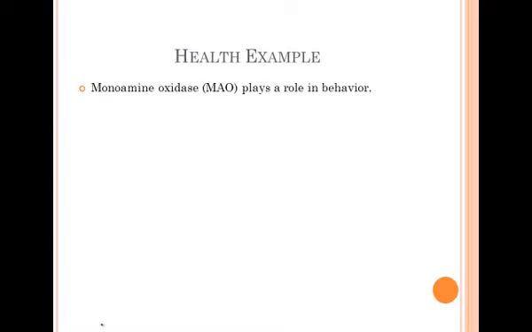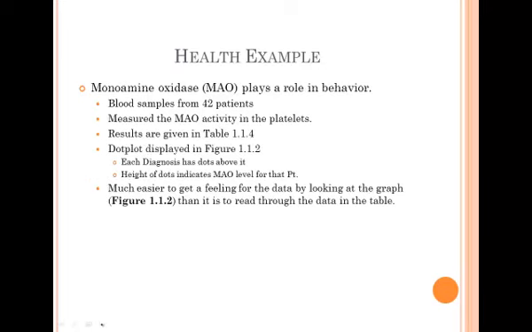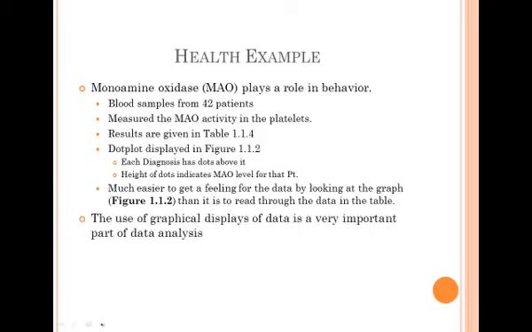All right, so another health example here for you. Monoamine oxidase, MAO, plays a role in behavior. We took a blood sample from 42 patients and measured the MAO activity in the platelets. The results are given in the table. The dot plot is also displayed in the figure here, which will be on the next few slides. It's much easier to get a feeling for the data by looking at the graph than it is to read through the data in the table. So you'll see that. The use of graphical displays is a very important part of data analysis. Question, could we create a stem plot or a histogram for this data?